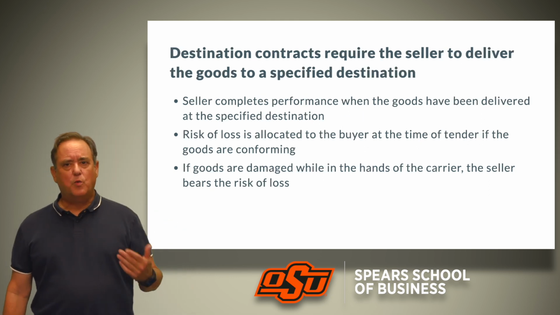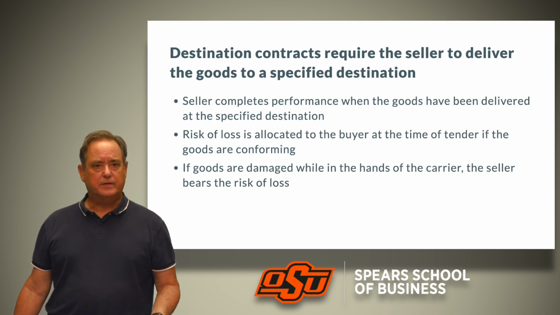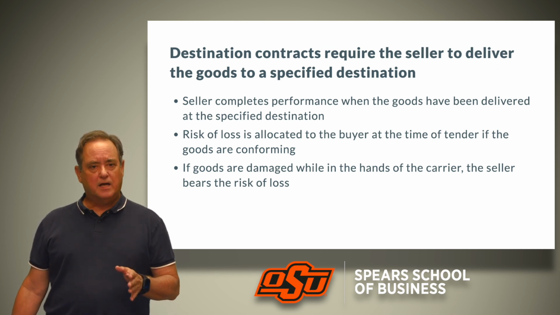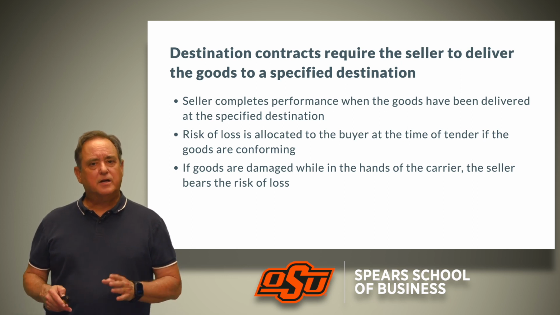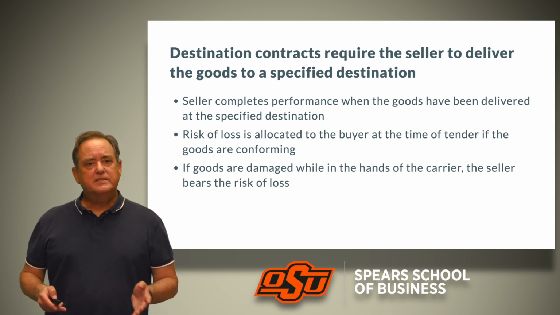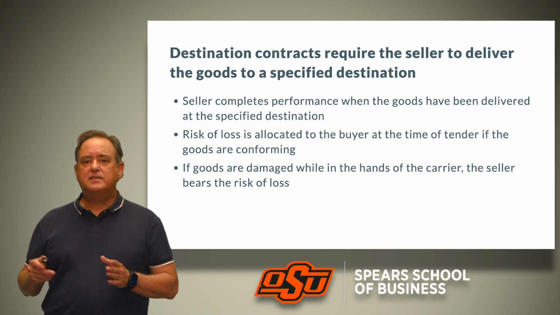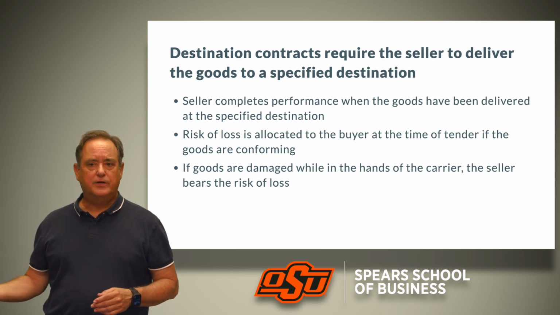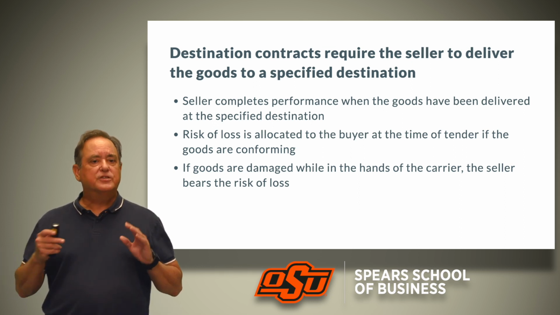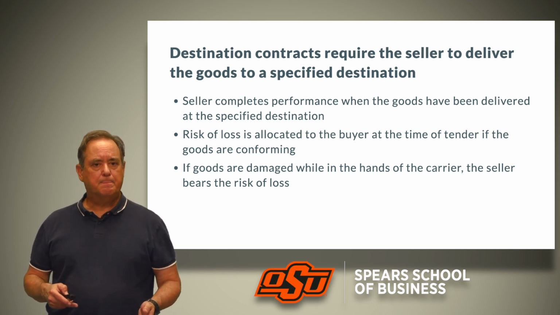Destination contracts require the seller to deliver the goods to a specified destination. In these contracts, and this must be set out in the contract, the seller completes performance when the goods have been delivered at the specified destination. Risk of loss does not pass to the buyer until the time of tender of the goods, tender of delivery, so long as the goods conform to the contract.